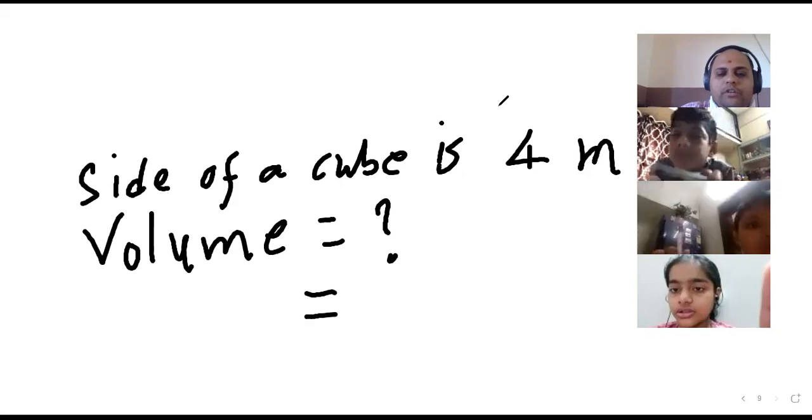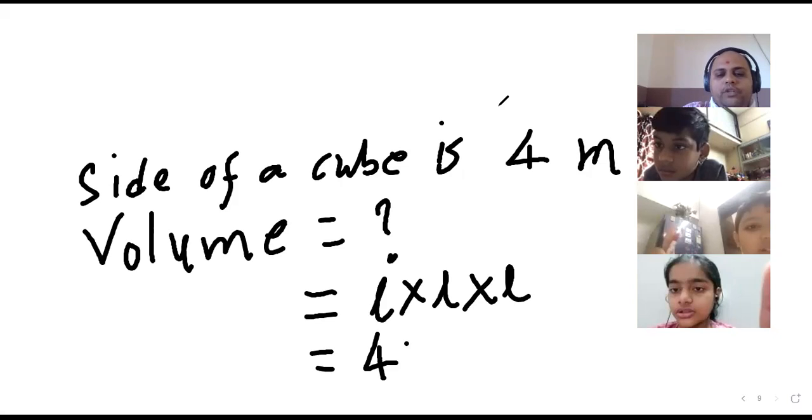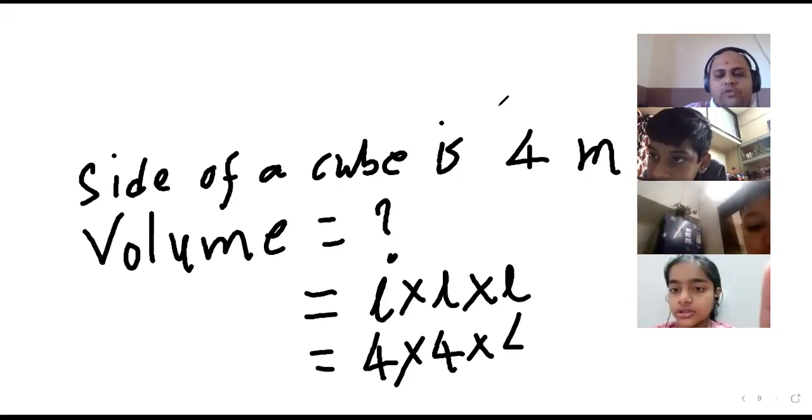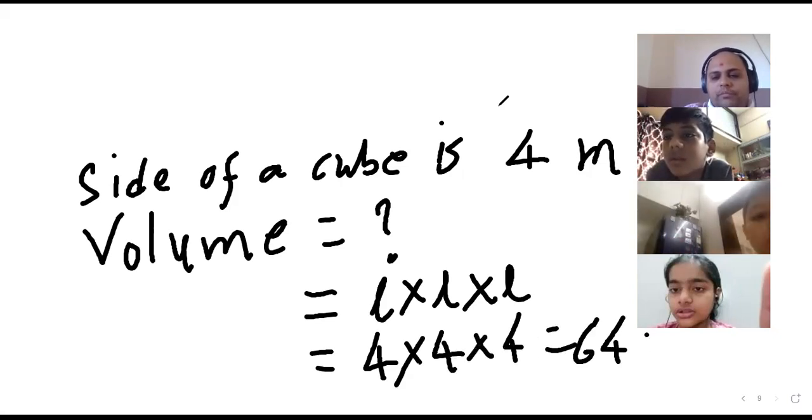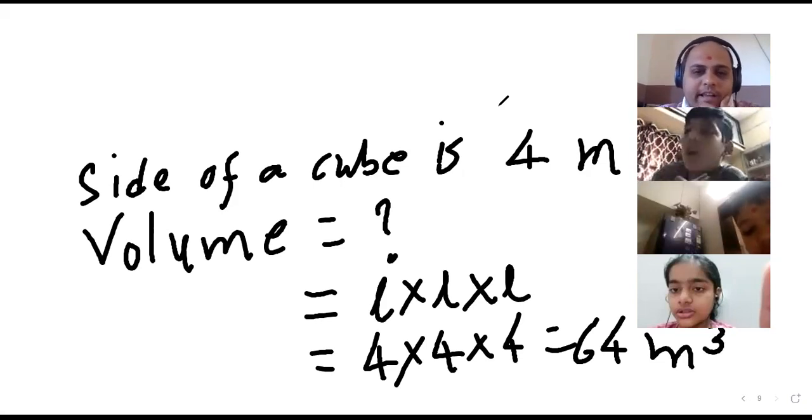Okay, volume is equal to L into L into L. So 4 into 4 into 4, that is going to be 64 meter cube. Easy. This one was very easy, right?